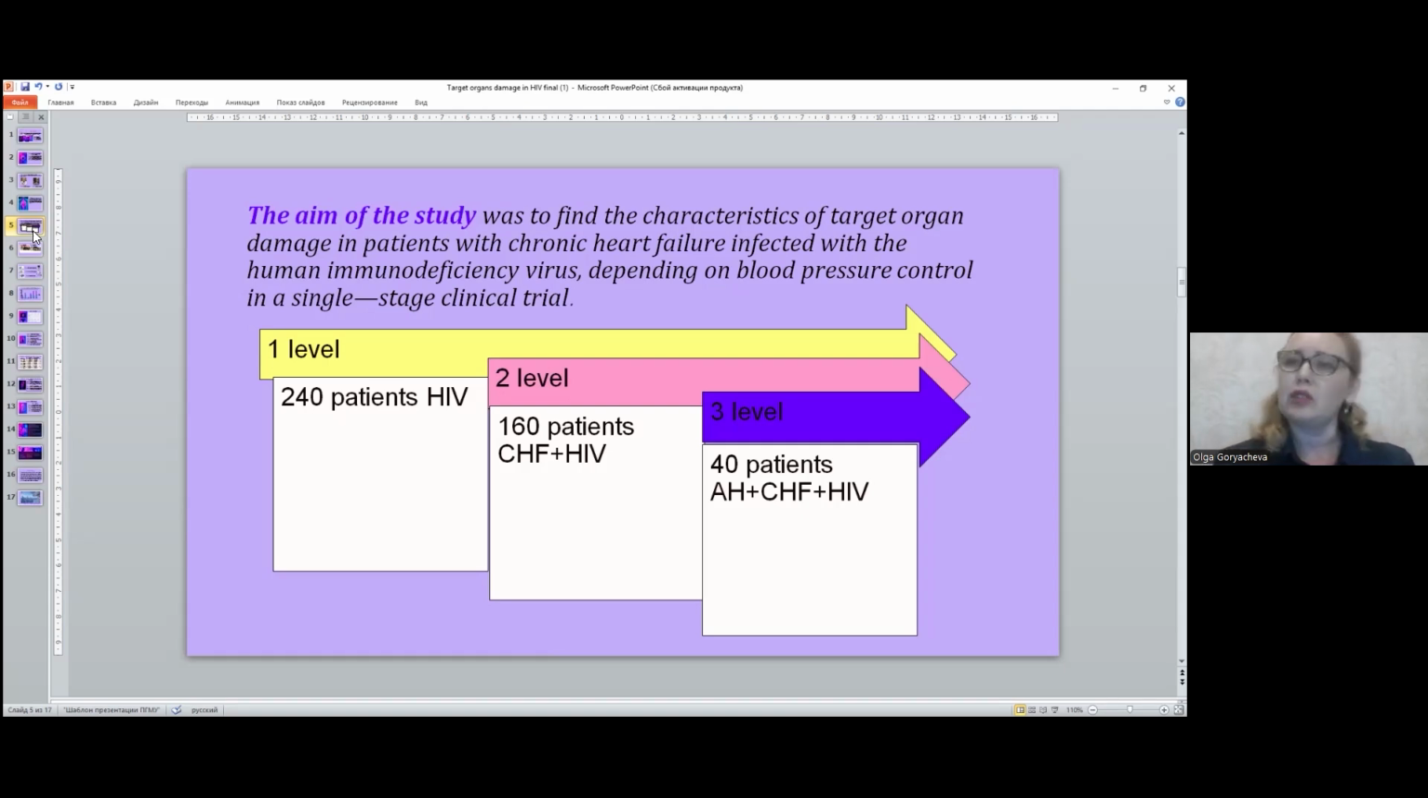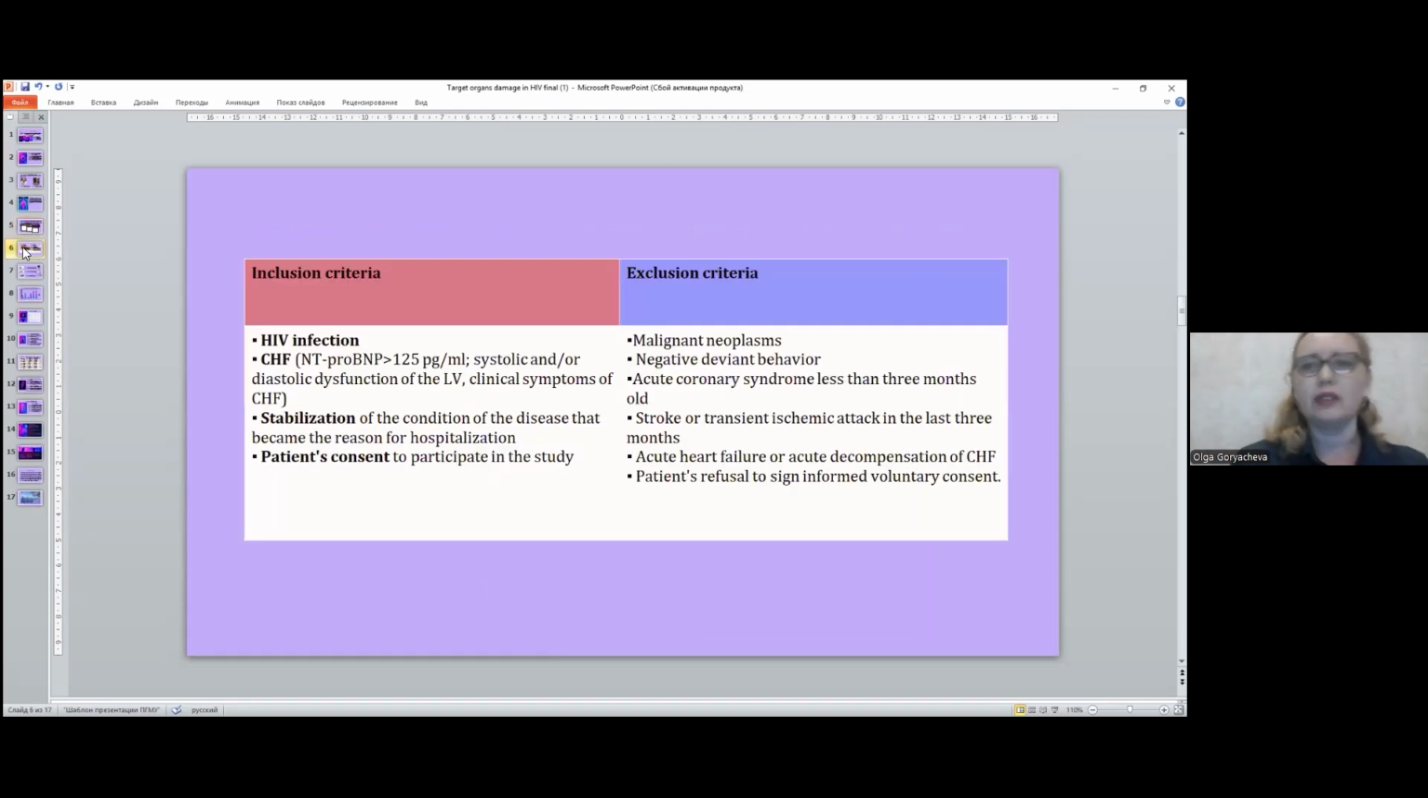In a multifunctional hospital, I myself observed 240 patients with HIV infection. On the second level, inside this group, 160 patients with signs of chronic heart failure were separated. On the third level, inside this group, 40 patients were separated, with arterial hypertension, chronic heart failure, and HIV infection. I want to say that I am a practicing cardiologist, internal disease doctor, and ultrasound diagnostician. I have been doing echocardiography for many years. That is why it was not difficult to do this job alone.